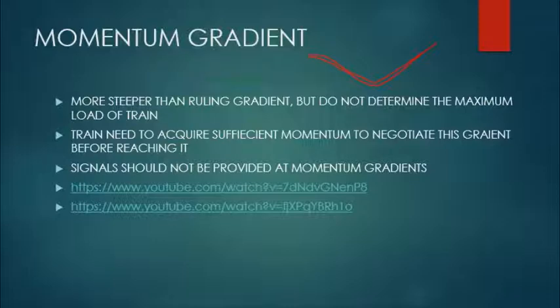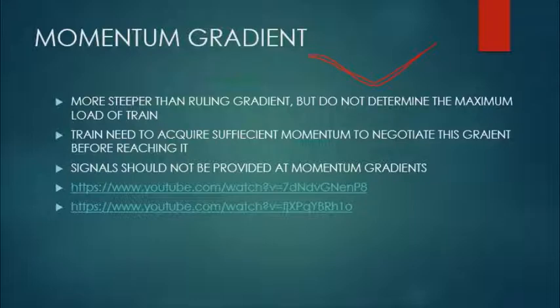That is, a necessary qualification for a momentum grade is that the train should not be stopped in the territory where it acquires the sufficient momentum to negotiate it. Due to this qualification, obstacles like signals should not be provided at the momentum gradients. By the introduction of a halt at a critical point on a momentum grade, the grade may be converted into a rolling gradient. You can click these links and you can see the trains moving through these momentum gradients at various locations of India.